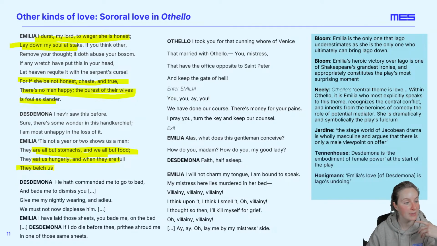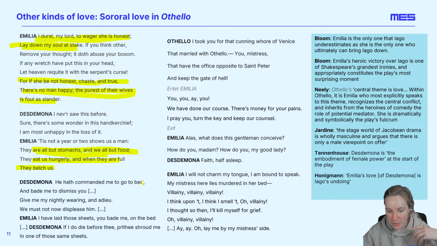So this is her being realistically trying to comfort Desdemona, that it's not just Othello. All men are like this. This is what marriage is like, essentially. Trying to comfort her and give her the truth, which Desdemona doesn't really know about relationships.